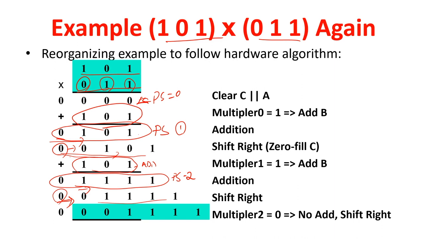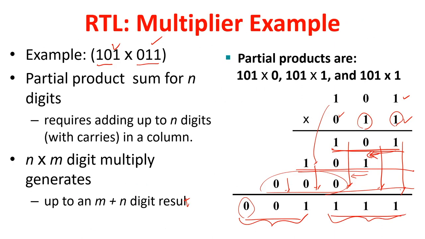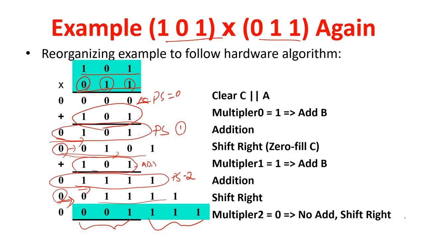So if you look at this, this is the result. Let us go back to the previous example. This is 001 and 111. So this is the result. This bluish green color, whatever we are saying, is actually the result.